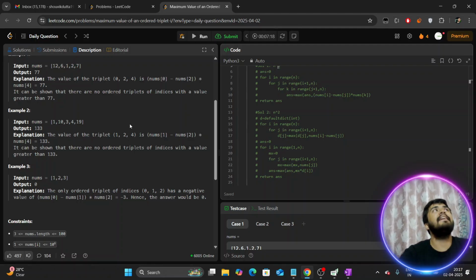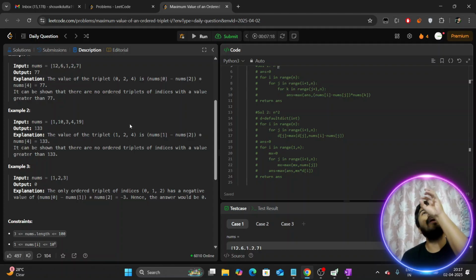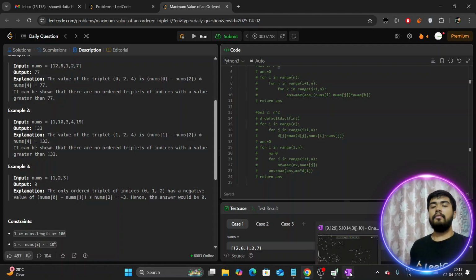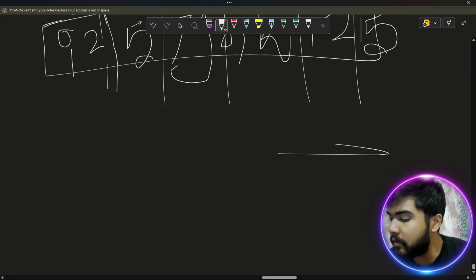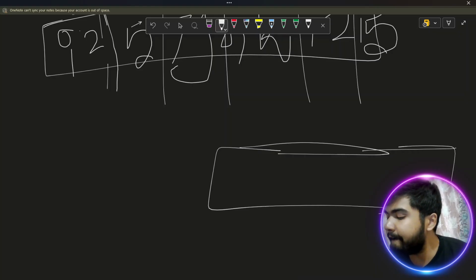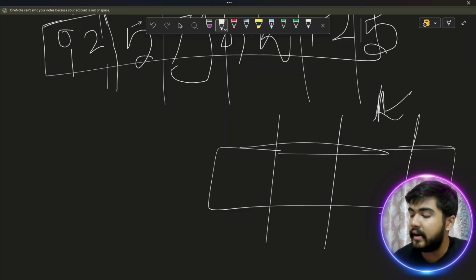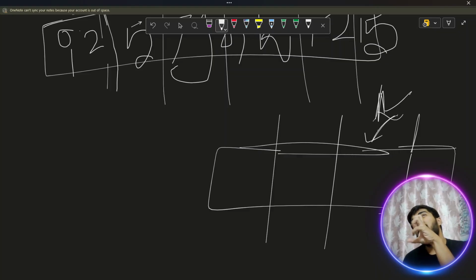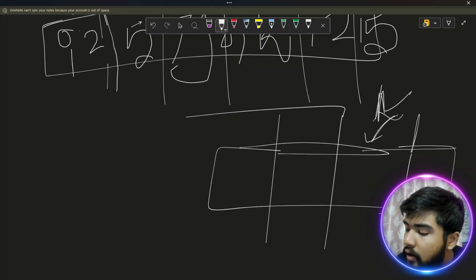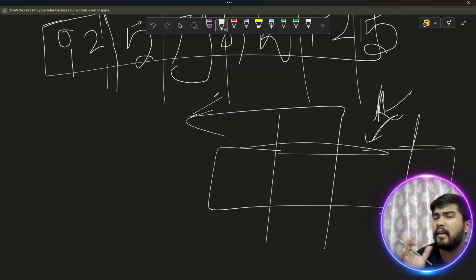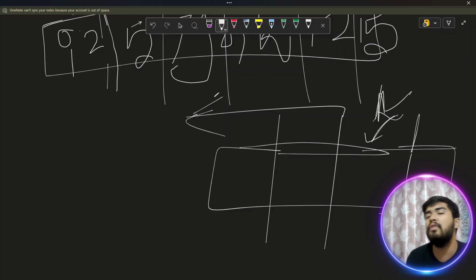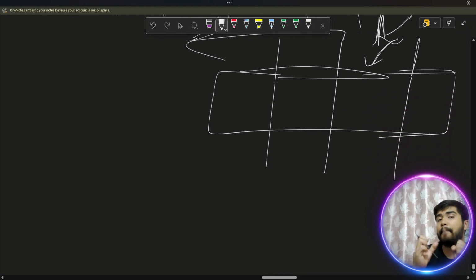So what are we actually looking for? Going from n cube to an n squared solution, what are we looking for? When we are standing at a particular index, let's suppose this is our k pointer, and we are pointing at this particular index. If somehow I know, for all the elements to the left of k, what is the maximum value we can achieve? What is the maximum value of the triplet we can achieve? What is the maximum gap we can achieve?